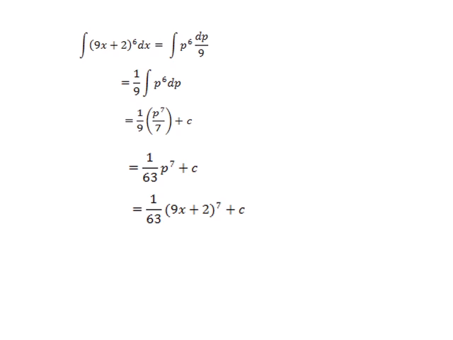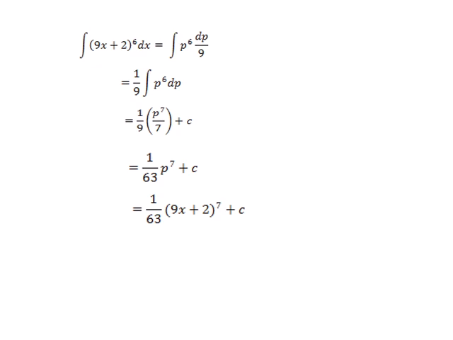So now you can see that we can easily integrate this. We are integrating p raised to power 6 with respect to p. So now let's integrate it. We have it as 1 over 9 into what? p raised to power 6 plus 1 all over 6 plus 1. Then it becomes p raised to power 7 all over 7. Then you add the arbitrary constant there.